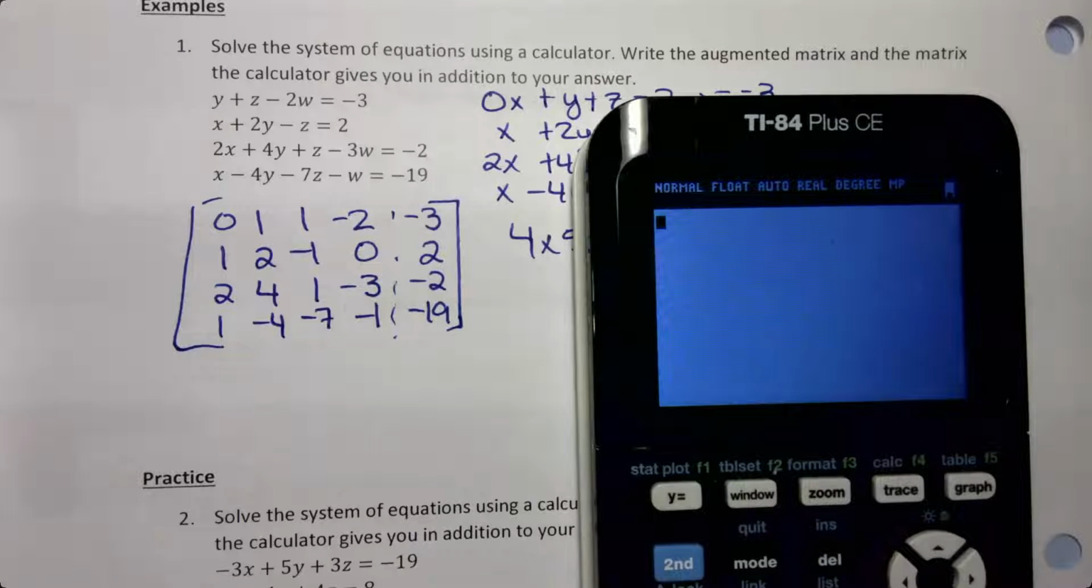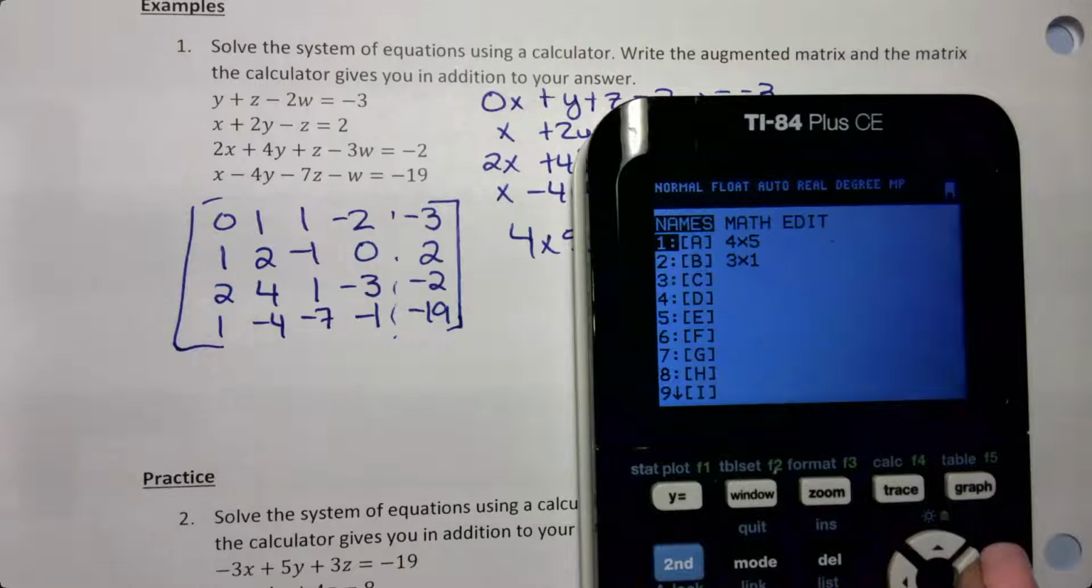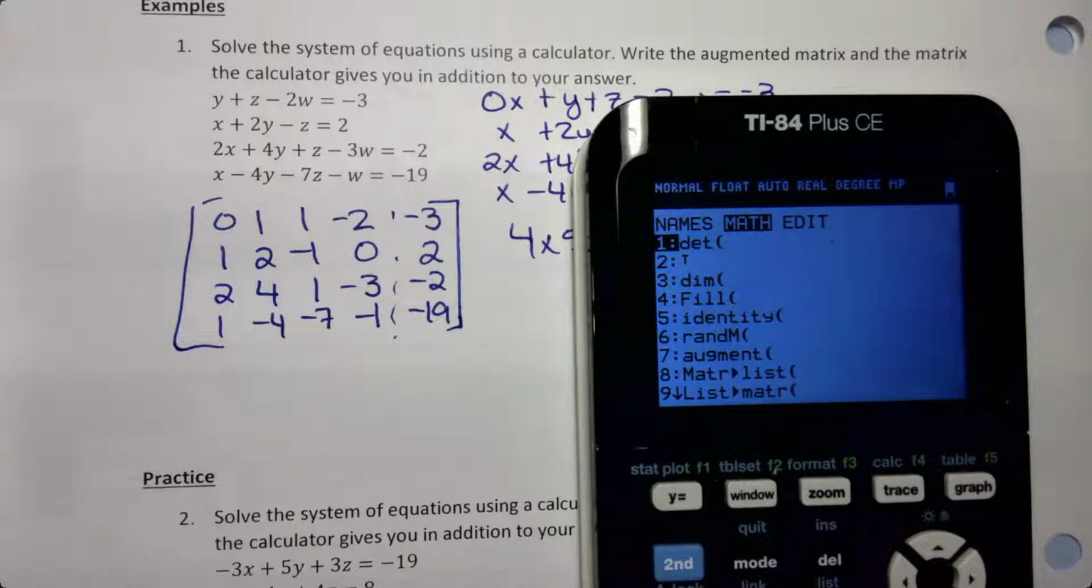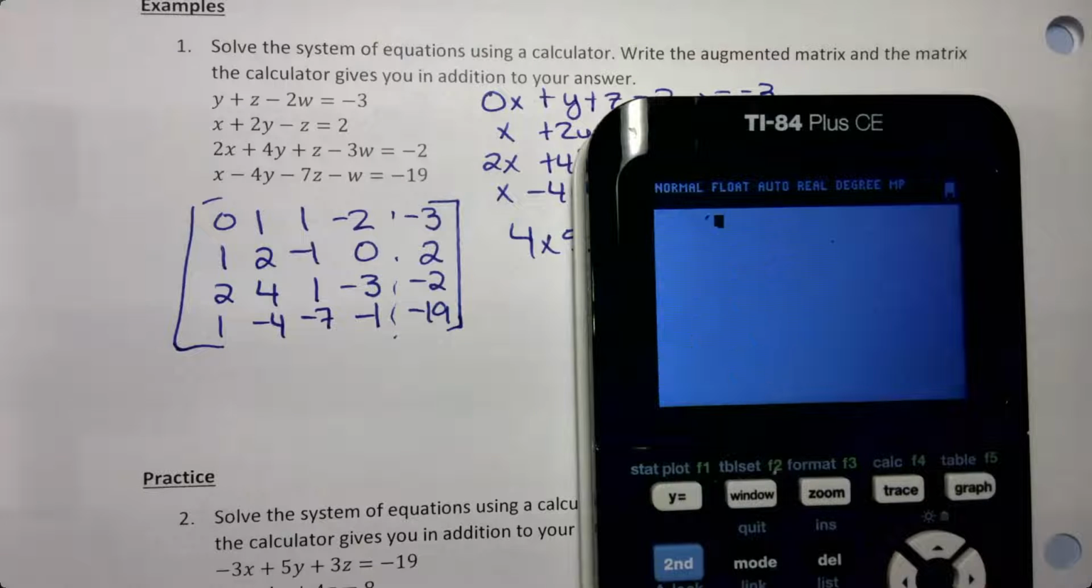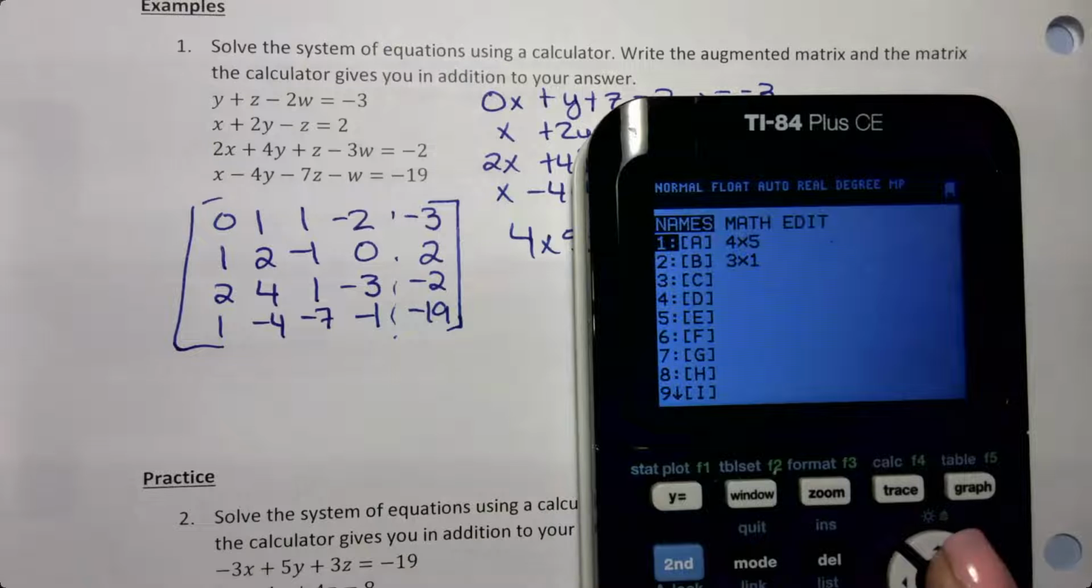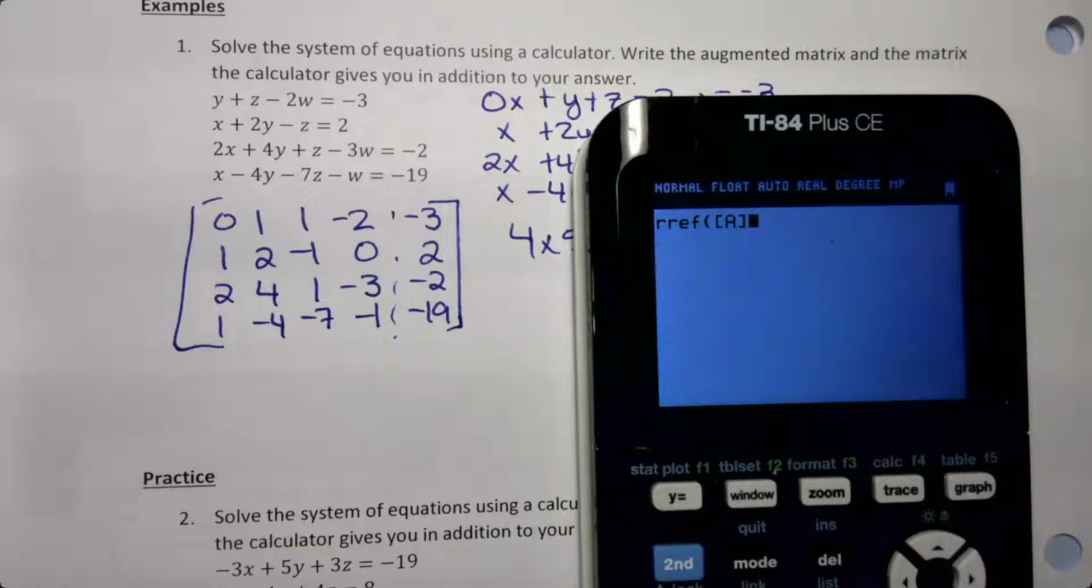So once I've checked that these match up, I'm going to go second mode to go back home. Then I'm going to go second matrix. I'm going to arrow over to math. I want choice B, so I have to scroll past all the numbers. Here's B. I press enter. Then I'm going to go back to second, x inverse. And this time, on the names category, I'm just going to press enter or 1 to get my first matrix. It puts it in the calculator.